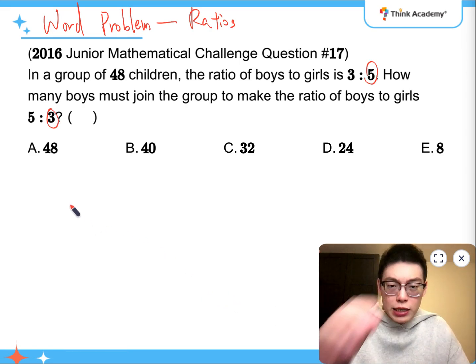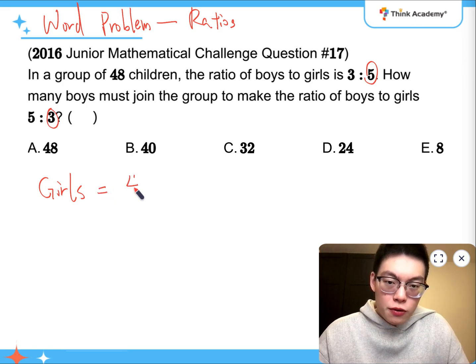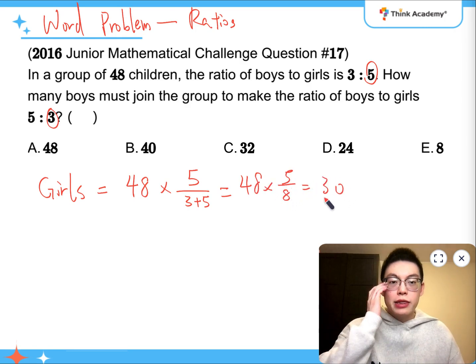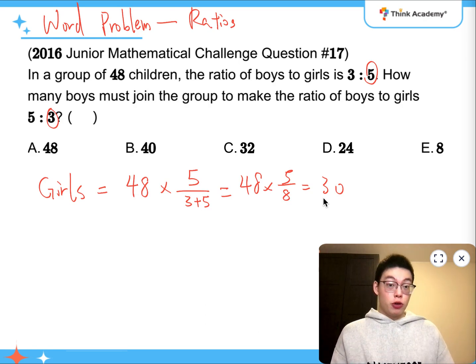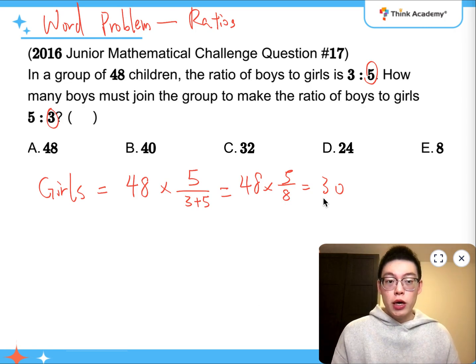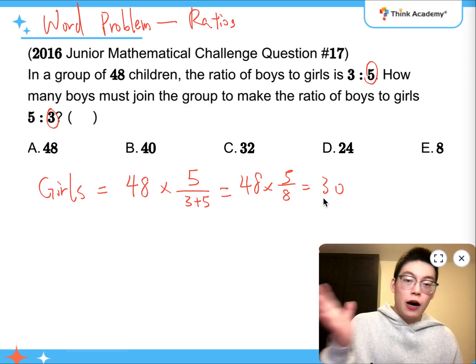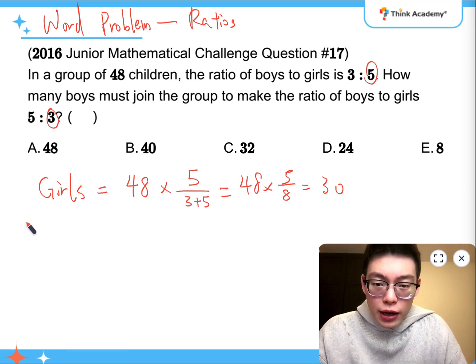So we need to find the number of girls first. And that's equal to 48 times 5 parts out of 8, which is equal to 48 times 5/8, and that's going to be 30. So we know that there are 30 girls. And now we want to know how many boys must join the group, right? So you can either find the number of boys previously and after the change and find their difference, or the other way is that you can find the new total.